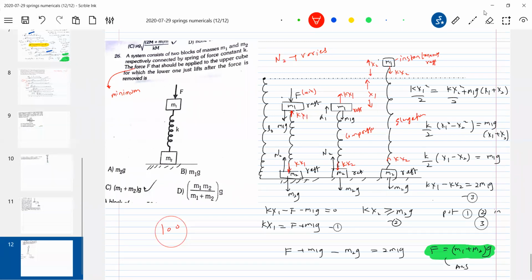Two blocks kept on a horizontal surface, and if I pull by a force, then at maximum elongation or compression they must have common velocity. This is another thing. In a spring block system, like a vertical spring block or horizontal spring block system, at extreme points the block will be at rest and acceleration will be maximum.